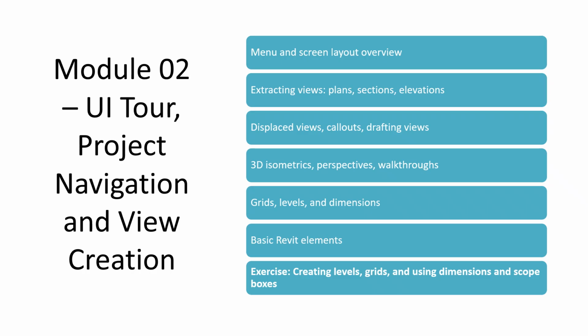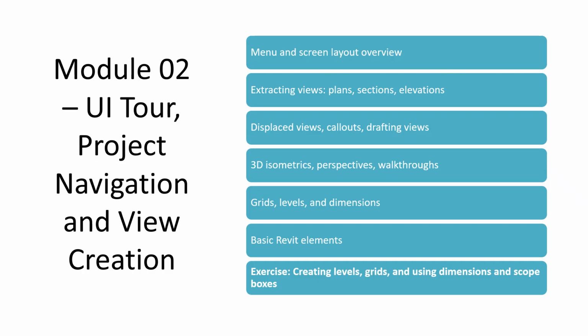We also explore displaced views, callouts, and drafting views, which allow us to isolate and detail specific areas of the model. Next, we move into 3D isometrics, perspectives, and walkthroughs, giving us the ability to visualize the project in immersive formats and communicate design intent clearly. We'll cover the placement and properties of grids, levels, and dimensions, which form the backbone of spatial organization and measurement in Revit. Finally, we introduce basic Revit elements, setting the stage for modeling components and systems in later modules.